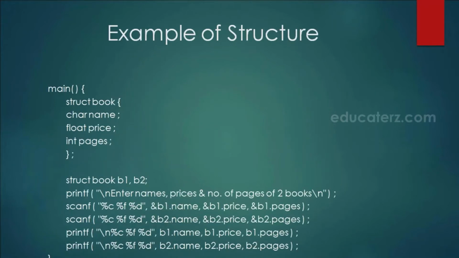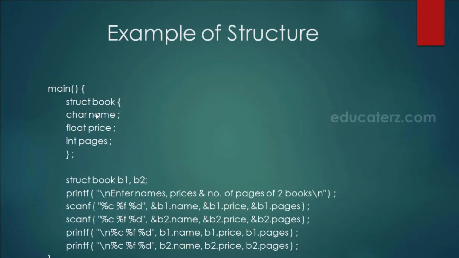Now this is an example of a structure, where we can see how to declare it. A structure can be declared with the keyword struct, then the name of the structure. Then in the curly brackets we can add all the elements which we want to become part of the structure. These elements should be related to the one entity. Like here we have character name, float price and integer pages. So these three elements of different data types we have clubbed together in one structure, that is book.